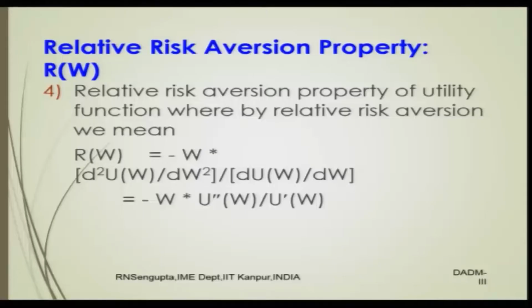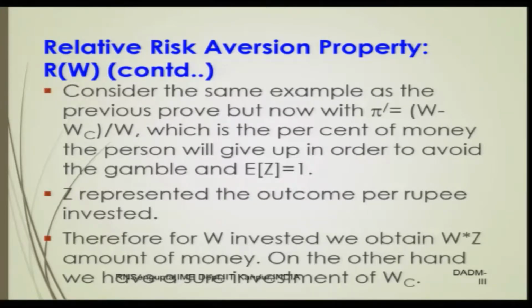My overall decision will be based on the value of A and A prime, and that would have an effect on the value of R and R prime. So, consider the same example. Now we want to prove this concept of absolute risk aversion property. Now, we will go into the relative risk aversion property, the relative sense.